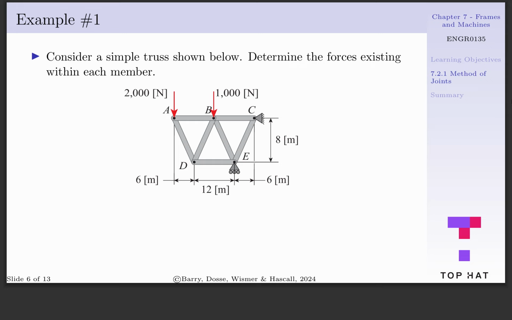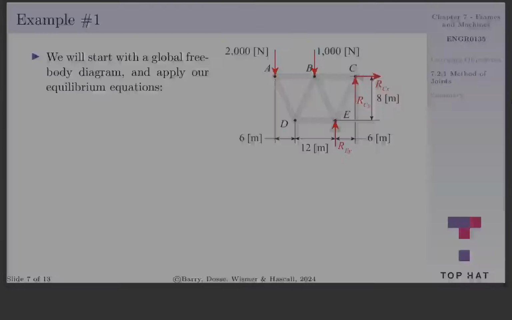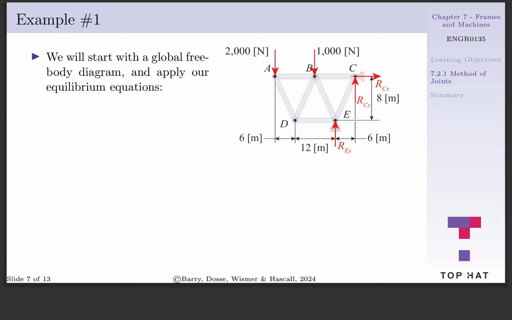truss shown below. There is a 2,000 Newton force acting at pin A and 1,000 newtons acting at pin B. There is a pin support at pin C and a roller support at pin E. We'll start with a global free body diagram and apply equilibrium equations.